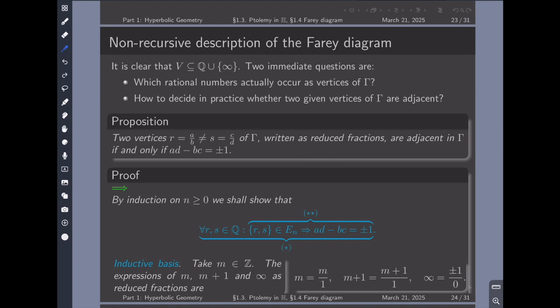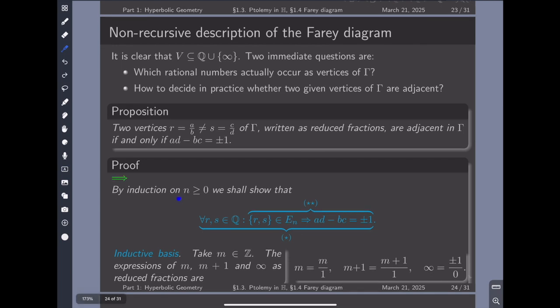One second. One second. Sorry, I'm somehow hesitating about this queue. Yeah, no, it's fine. It's fine.